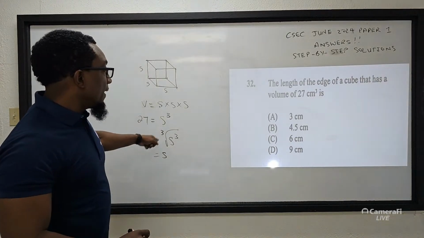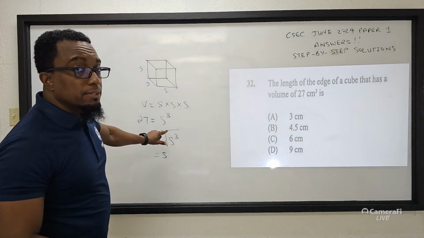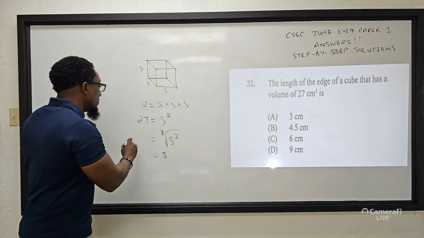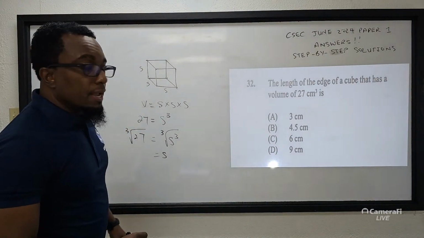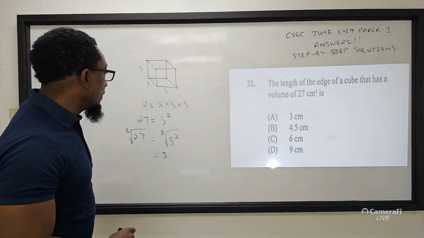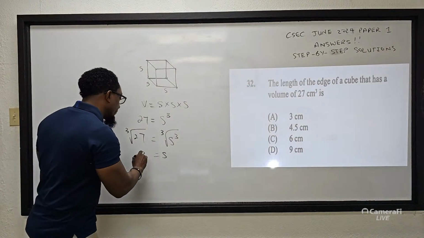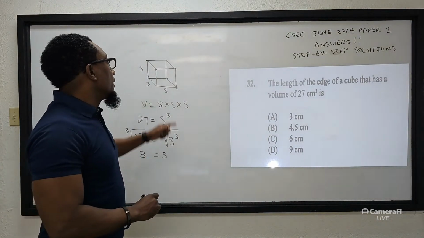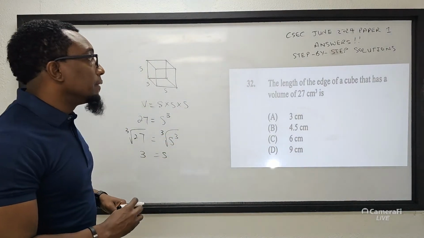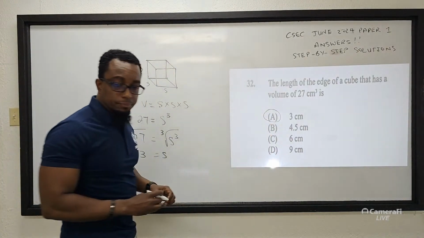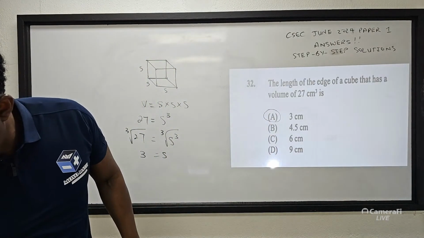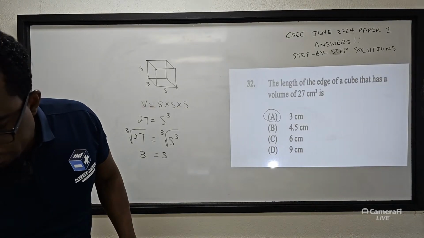But remember, when you find the cube root of S cubed, what you do to one side, you must do to the other. So you must find the cube root of 27. And the cube root of 27 will be 3. So the length of an edge will be 3 centimeters. 32, the answer here is E. Let's move on to 33.